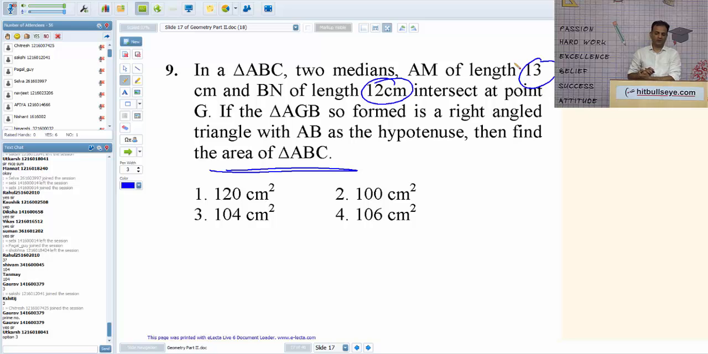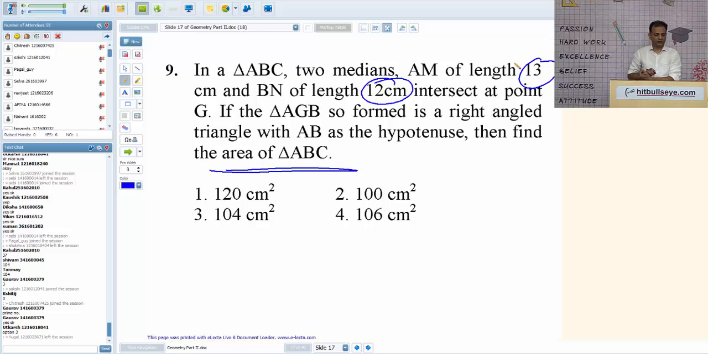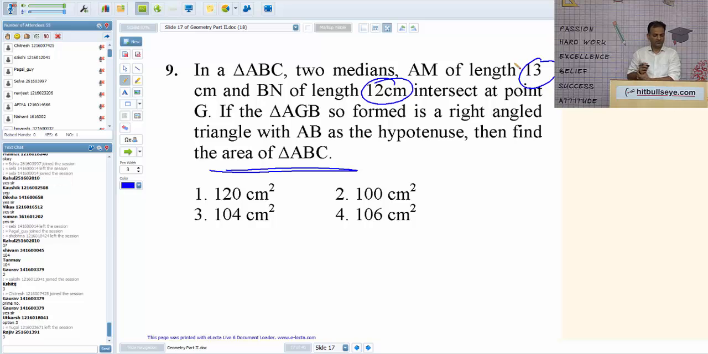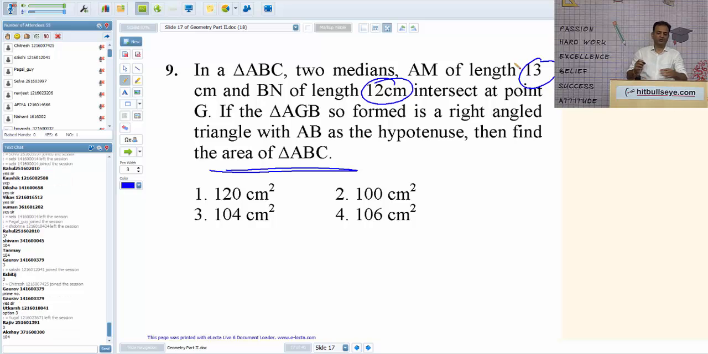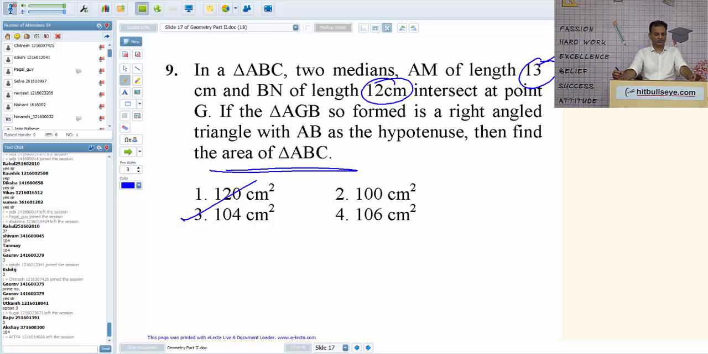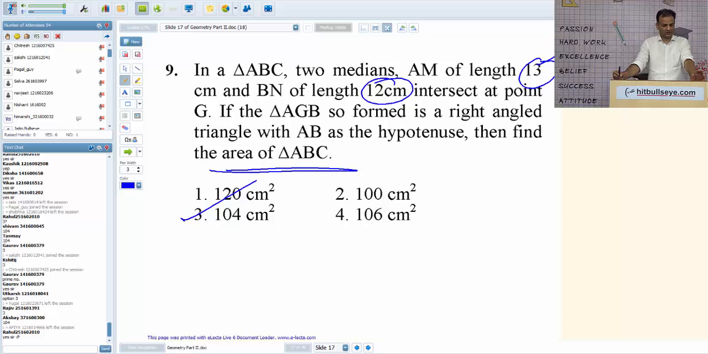Your 100 is not divisible by 13, 106 not 13. Utkarsh option 3, Raji option 3. You should solve, but again if you want to take a chance, you can take a chance on 104 because 104 is a multiple of 13. Now should I solve? Okay friends, tell me, should I solve the question?